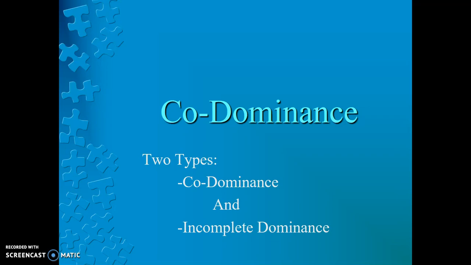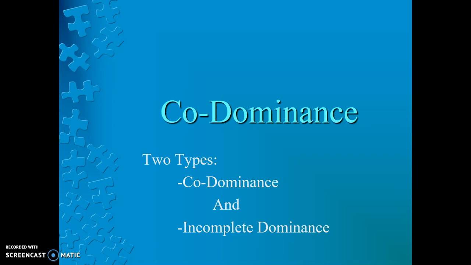The work that we're going to do, we're still going to do it the same way. Punnett squares are still going to work the same way. The difference is going to be the outcome. And the important thing you need to be able to do is determine what type of genetics we are following to be able to determine the proper outcome.